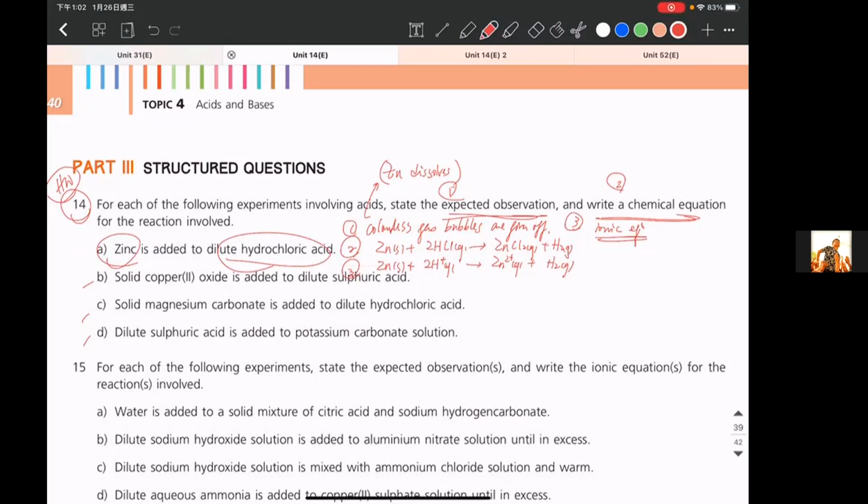Basicity, ionization. Let me know what you have shown. Five: ionization, basicity. All right, so two points: ionization and basicity.